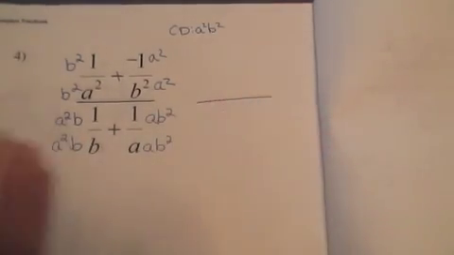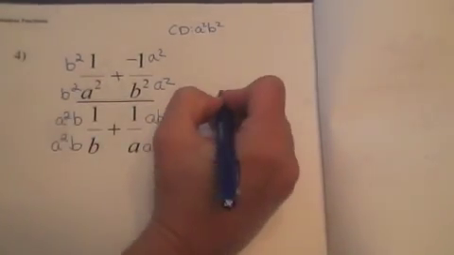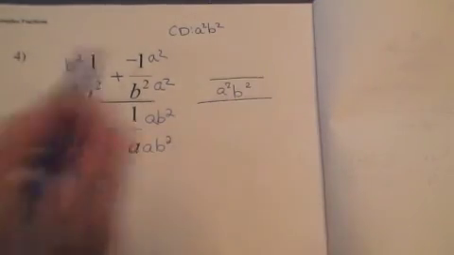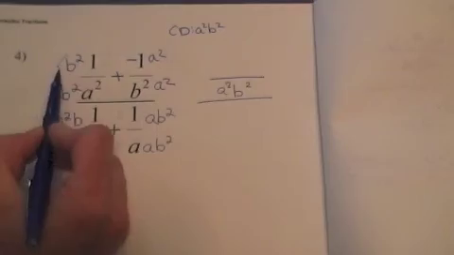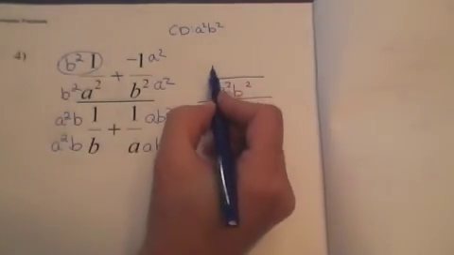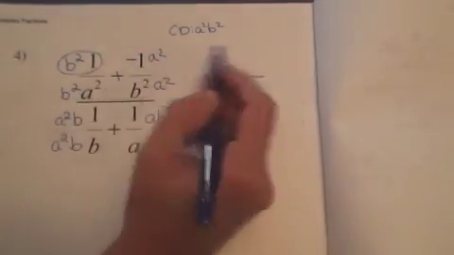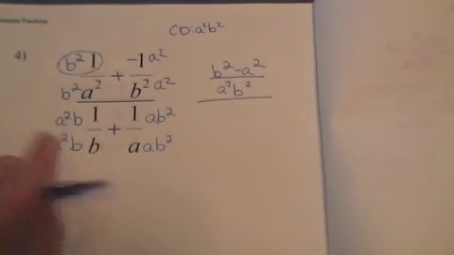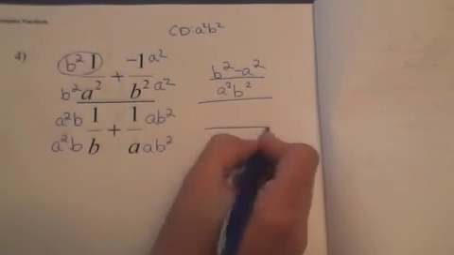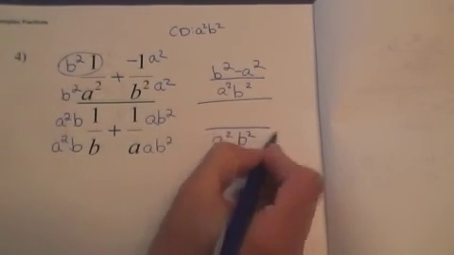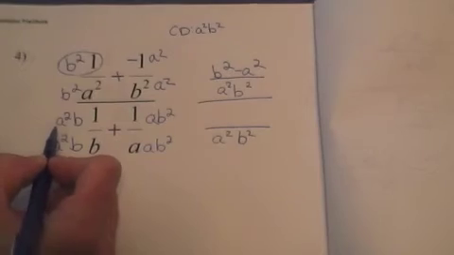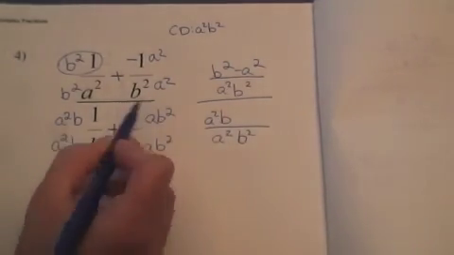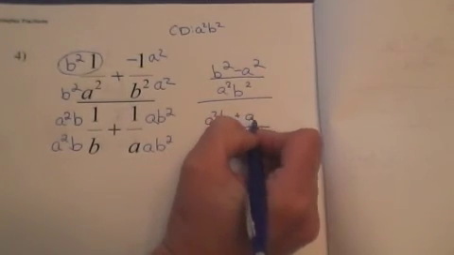So in the end, a squared b squared is on the bottom of this one. What's on the top, we multiply these two together, we get b squared. These two together, we get minus a squared. On the bottom here, bottom again is a squared b squared. Top for this one, we're just multiplying by 1, so it's just a squared b. And this one here, just ab squared.